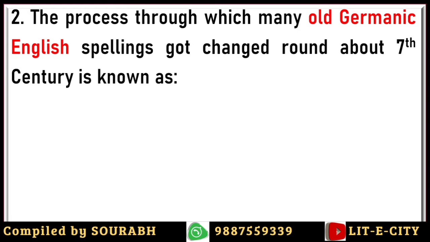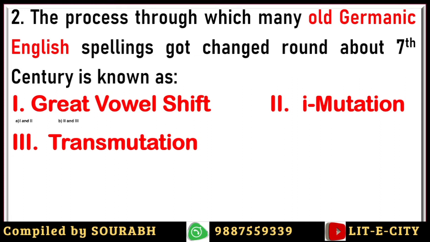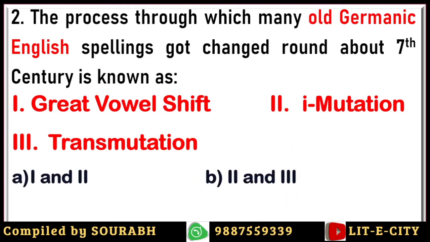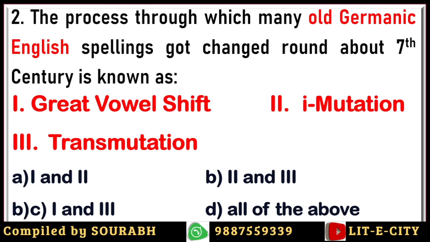Our second question is about the process through which many Old Germanic English spellings changed. You all should know that English is basically a Western Germanic dialect of the Indo-European language branch, from which English as a language evolved. So the process through which many Old Germanic English spellings got changed round about the 7th century due to various social and political factors: what is the name for this process? Is it great vowel shift? Is it I mutation? Is it transmutation? Your options are first and second, great vowel shift or I mutation; I mutation or transmutation; great vowel shift or transmutation; or all of the above.